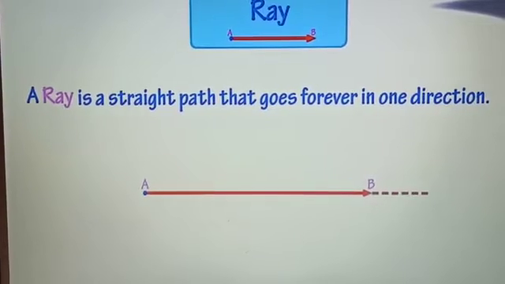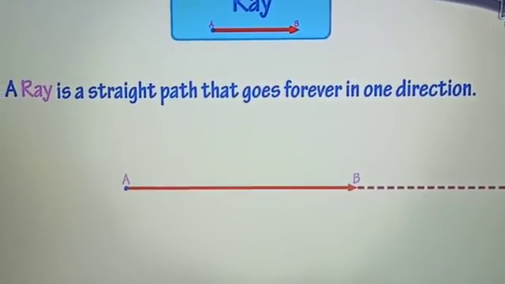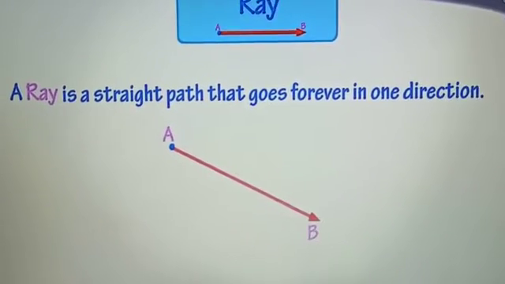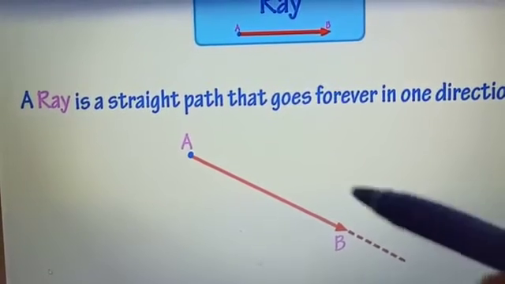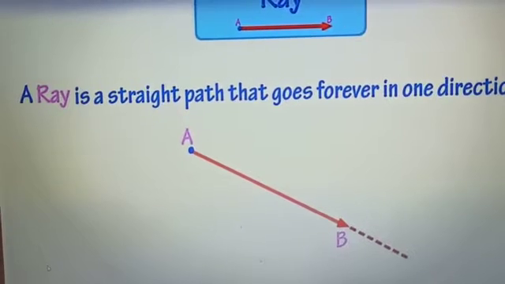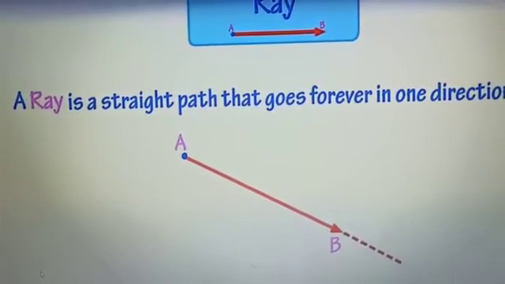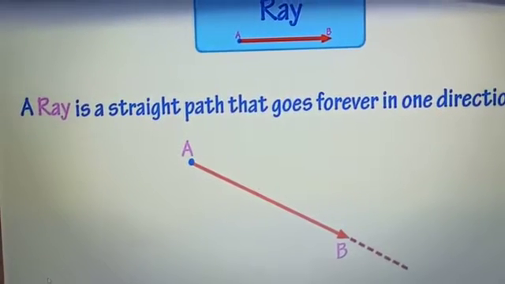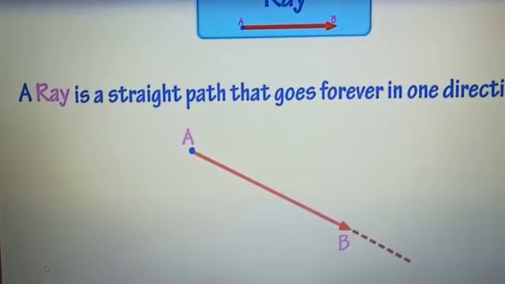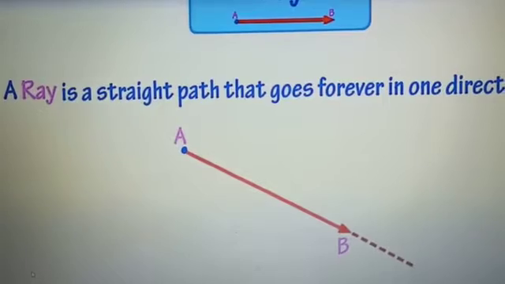Next is a ray. A ray is a straight path that goes forever in one direction, means it can extend in one direction. It has one fixed point and it doesn't have any end point. See, it has a starting point A and B can extend in any direction. See, it can extend up to any length. So this is a ray. If it can extend to any length, so we cannot measure it, right? It doesn't have any definite length.